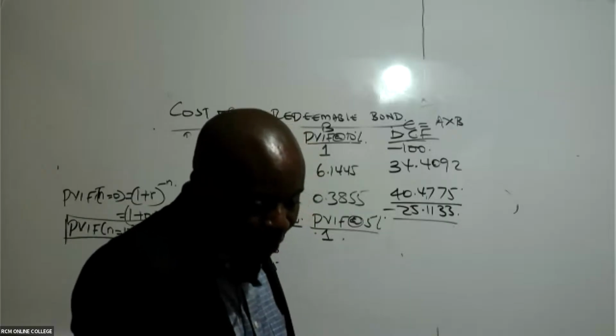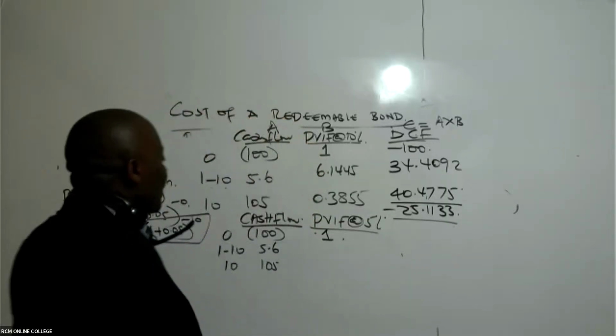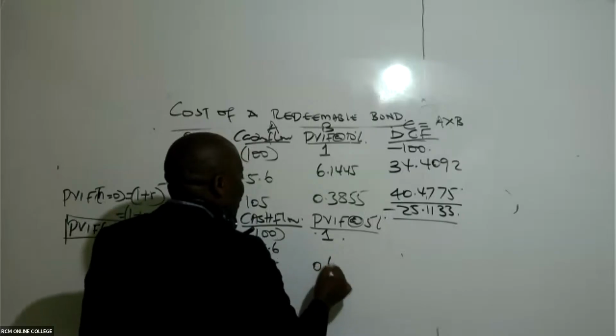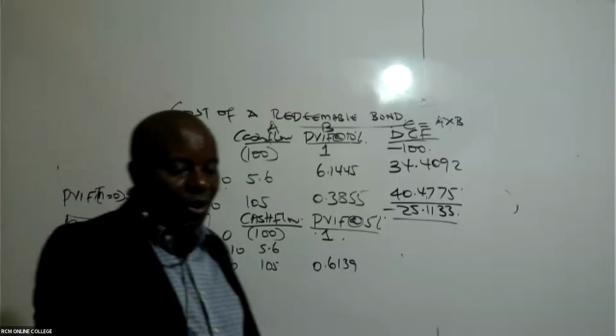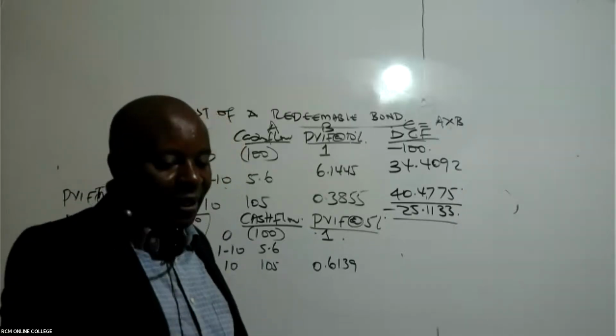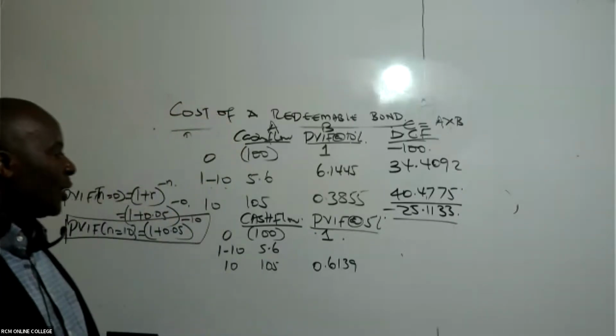So Kibisu is giving me 0.6139. Is there somebody who is able to confirm that this is 0.6139? Can somebody else confirm? That's a confirmation. BR has confirmed it, which is very good.